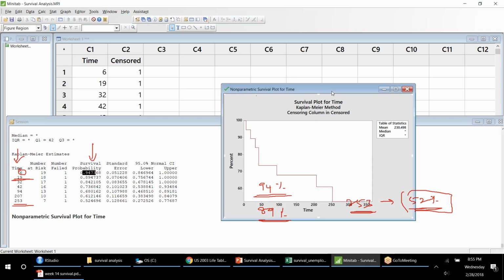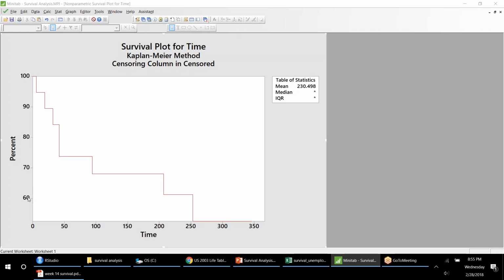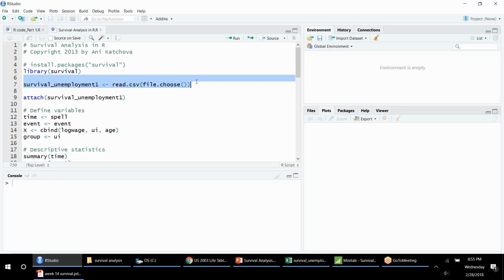The same thing is shown in the graph as well. So time to event, and this is the survival rate. So as you come down, the probability is getting down. Right? So this is about Minitab. Let us look into R as well.